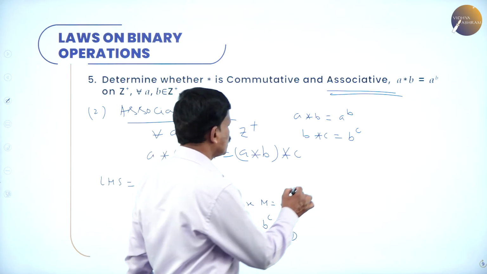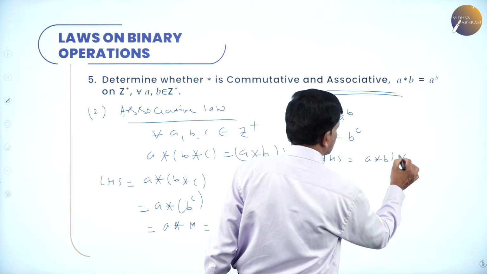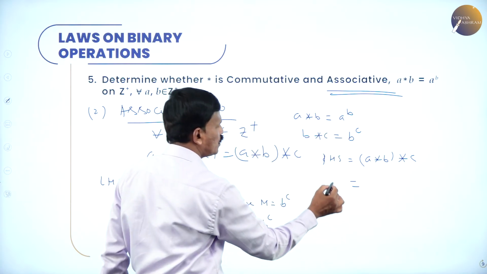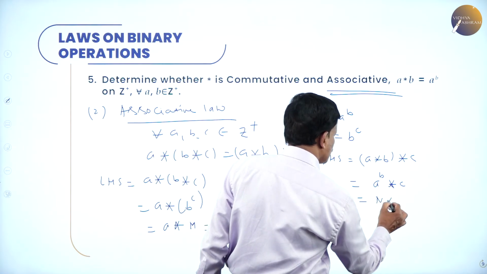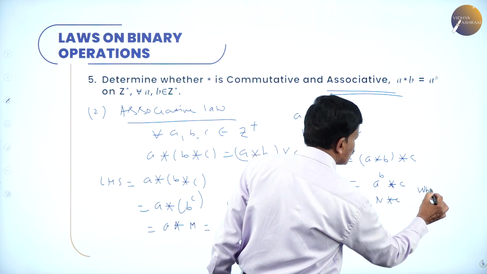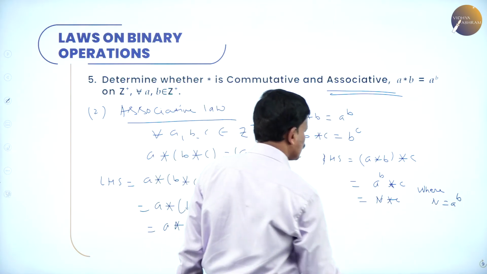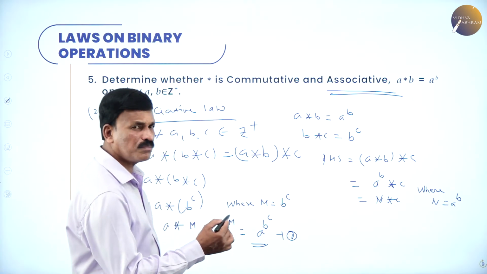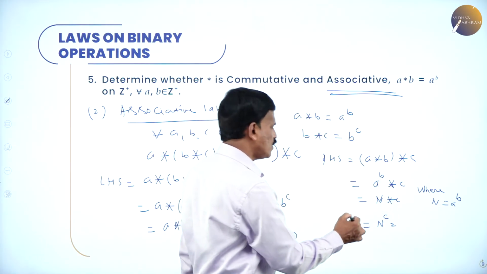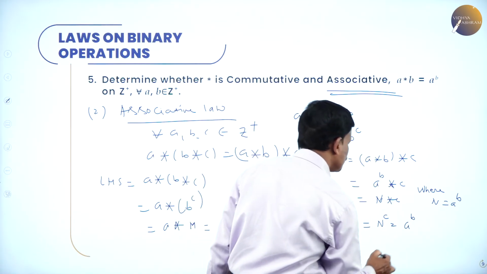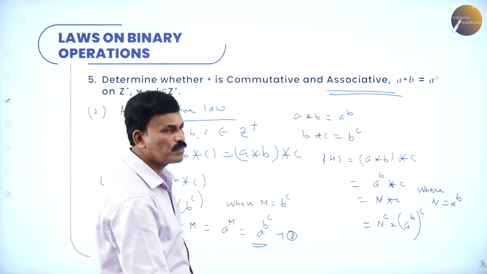On the right hand side, come to the right hand side, RHS. What is RHS? (A star B) star C. Now, what is A star B? A to the power of B. Let us call it N star C, where I will represent N as N is equal to A to the power of B. What is N star C? N star C can be written as N to the power of C. Substitute the value of N. What is N? A to the power of B, whole to the power of C.